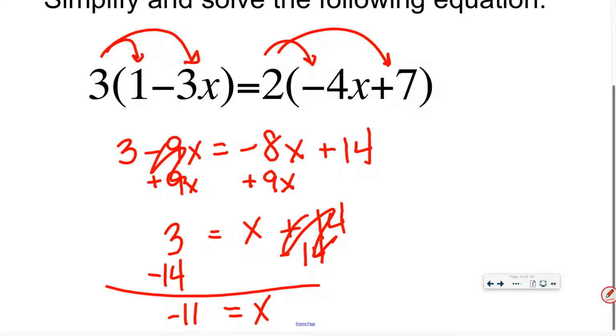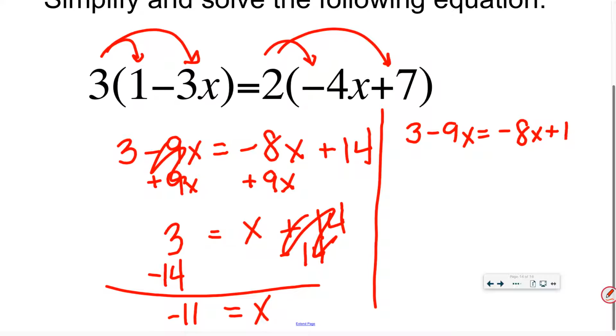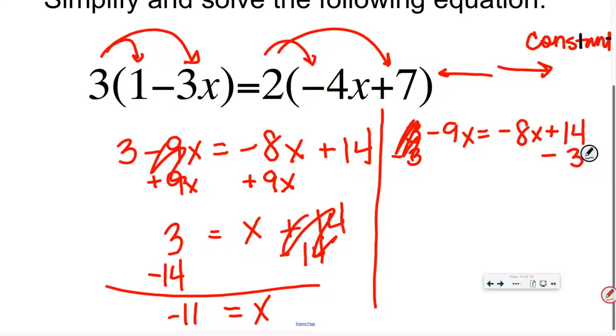Did anyone do this differently? Darwin, let's see what Darwin did. So let's say 3 minus 9x equals negative 8x. Now, Darwin is not wrong. He got the right answer, but let's see how he did. What did you do? First, I subtracted 3 from both sides. Okay, Darwin started with this constant. So Darwin really established here that his constants are going to be on the right side, which means where would his variables be? On the left side. So his goal now has to be to move his variables, or isolate them.